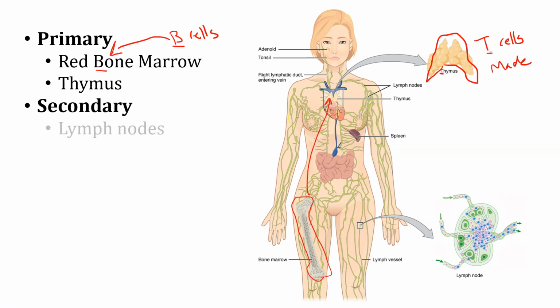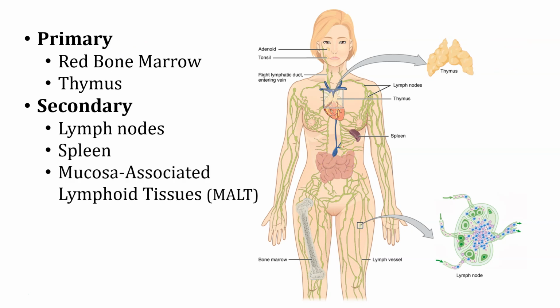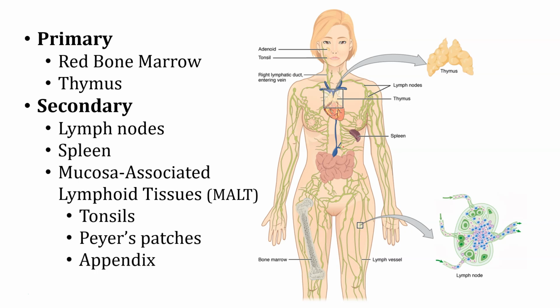Okay, the secondary lymphoid organs then are the following. There are the lymph nodes. There is the spleen. There is this stuff called mucosa-associated lymphoid tissues, of which here are some examples. And we're actually going to go through and talk about each of these things in a little bit more detail, but just briefly here, the lymph nodes.